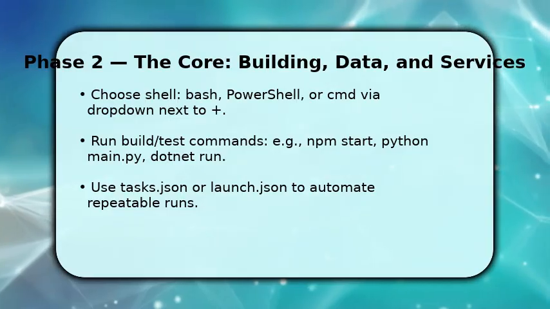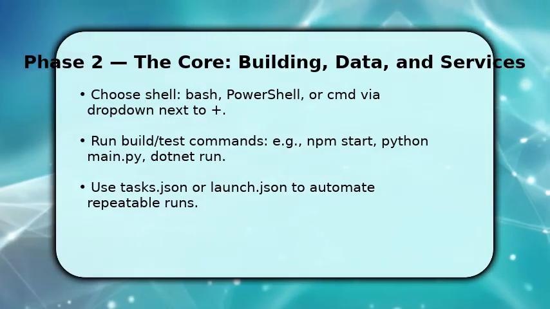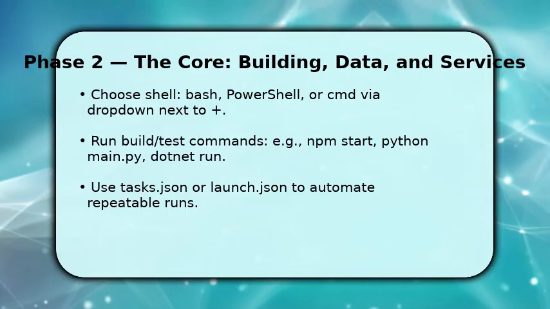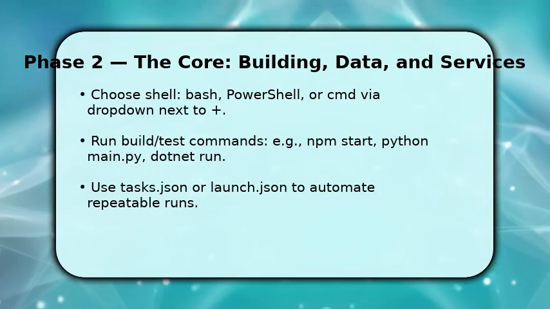For repeatability, create a task in tasks.json or a debug configuration in launch.json so you can reproduce the same output reliably. This saves time and explains why output matches across runs.